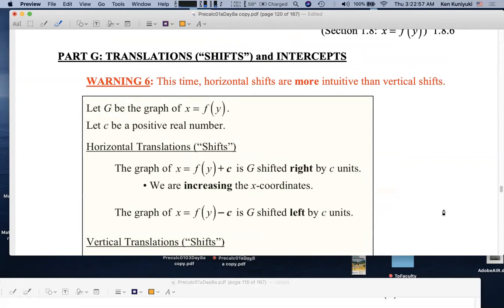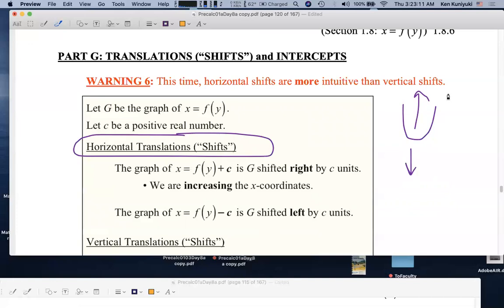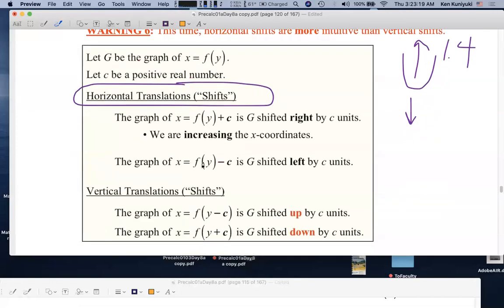Translations. How do we do shifting? This time, the easy shifts are the horizontal shifts or translations. When we had y as a function of x, it was easier to shift things up and down. That was back when we had y as a function of x, back in section 1.4. But now, in this section, horizontal shifts are easier, and vertical shifts are harder because they involve substitutions and the signs surprise. The things that made horizontal translations harder in 1.4 now make vertical translations harder in 1.8.